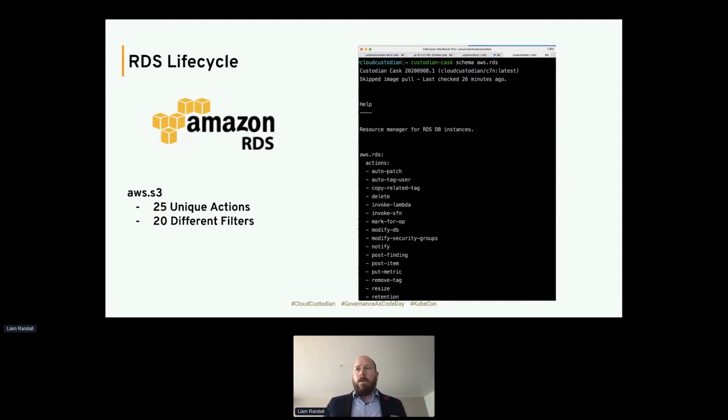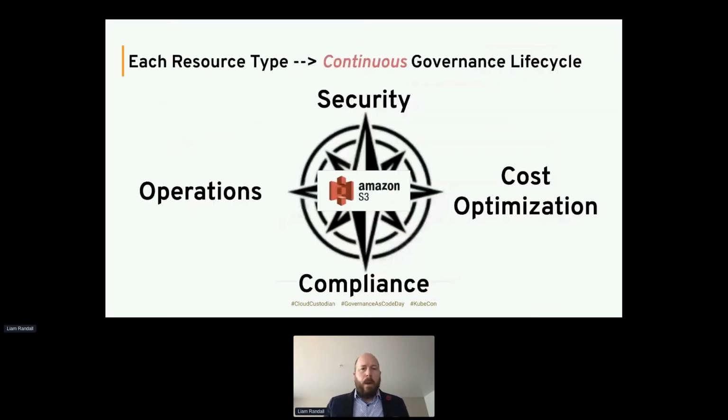But the larger point still remains. For every single one of the hundreds of resources that are supported by Cloud Custodian, you have multiple opportunities across the life of the resource, from when it's created to when it's used, when it's updated, to all the way when it's disposed of or deleted, in order to think about engaging for your policies.